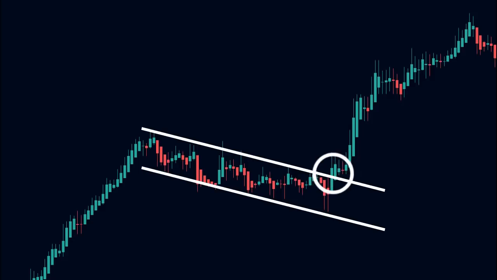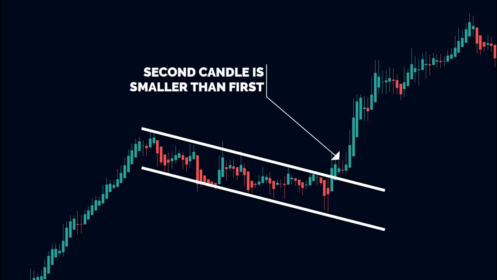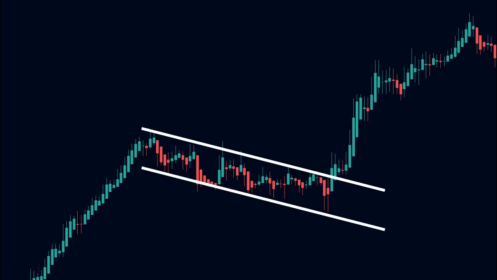Now, here the stock breaks this flag pattern. As we can see, the candles that follow are big candles, and both of them have no lower shadow. But the problem is, the second candle is smaller than the first one. In a typical scenario, we want to see the candles get bigger and bigger. So we cannot take a buy trade just yet.